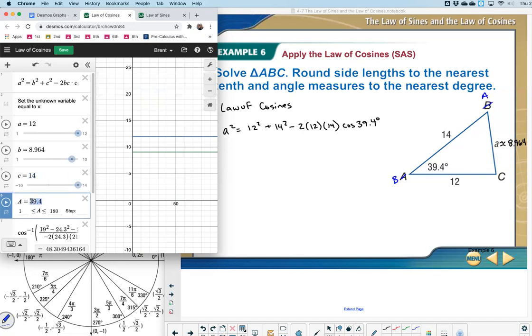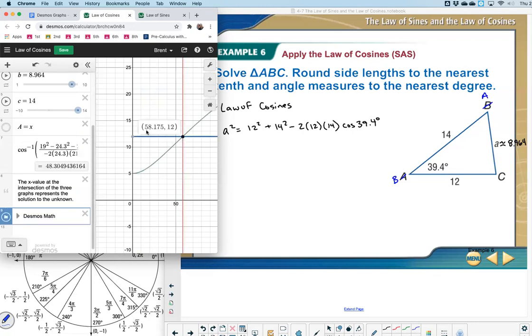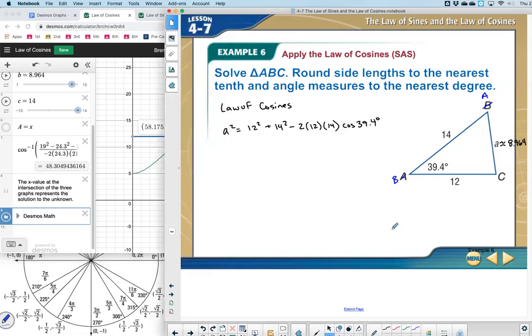We don't know our new angle A, so I'll type that in. I get 58.2. I'm going to go to the nearest tenth for angles. 58.2. That's my angle there.